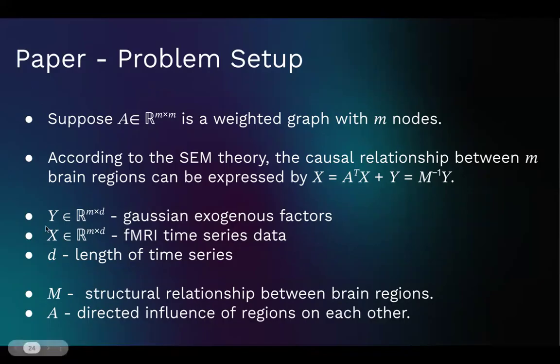And these terms represent different things. The Y matrix is the Gaussian exogenous factors, like the external noise in the system. X is the fMRI time series data, and D represents the length of the time series. For us, this would be an ICA time course matrix. From what I can tell, this matrix M is the coefficients of this SEM model. And this matrix A, again, is the adjacency matrix, which represents the directed influence of the regions on each other.